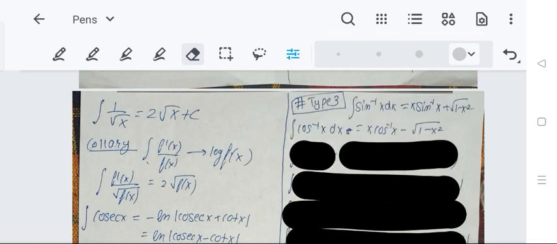Now type 3 is the integration of inverse functions. If you learn the integration of inverse functions, it will save you a lot of time. The integration of sine inverse x is x times sine inverse x plus root of 1 minus x square. Then the integration of cos inverse x is equal to x times cos inverse x minus root of 1 minus x square.